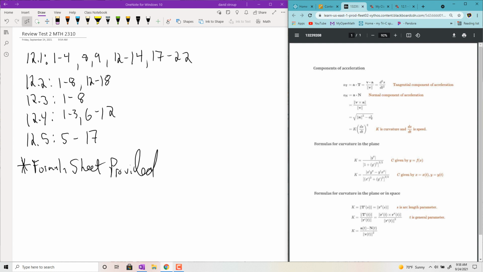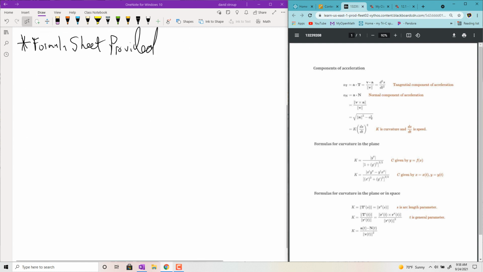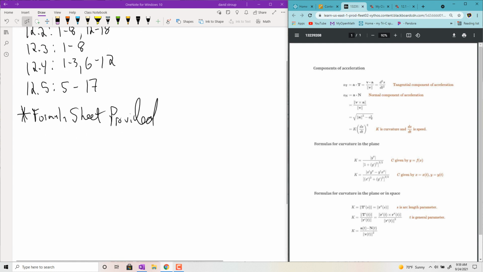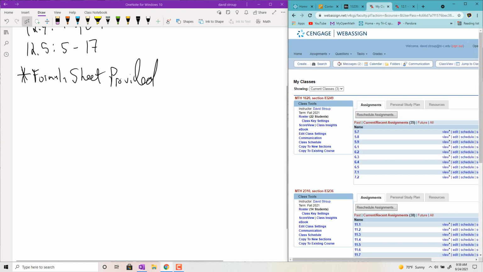On the day of the test, I'll want to see your formula sheet along with all your other papers, though. So you can have this out while you're doing your review, and it would be a good way to rehearse for the test. Right, so you'll have that. Let's dive in here and start looking at some problems.